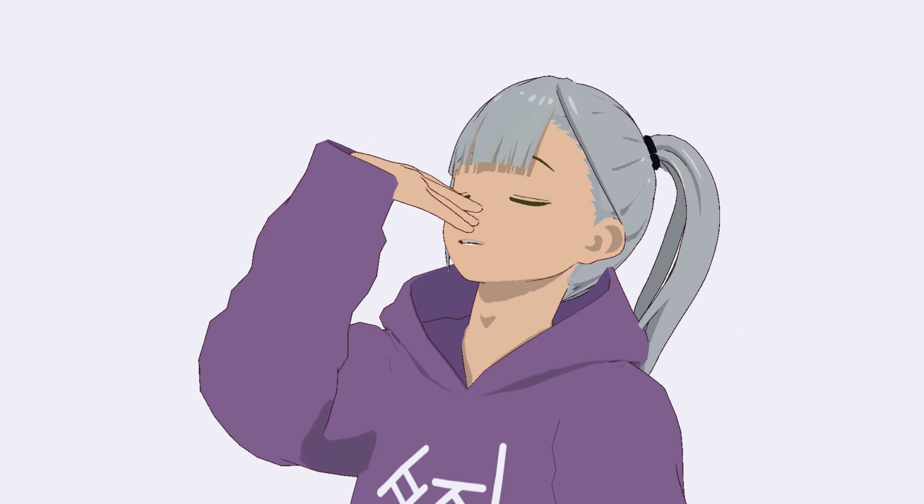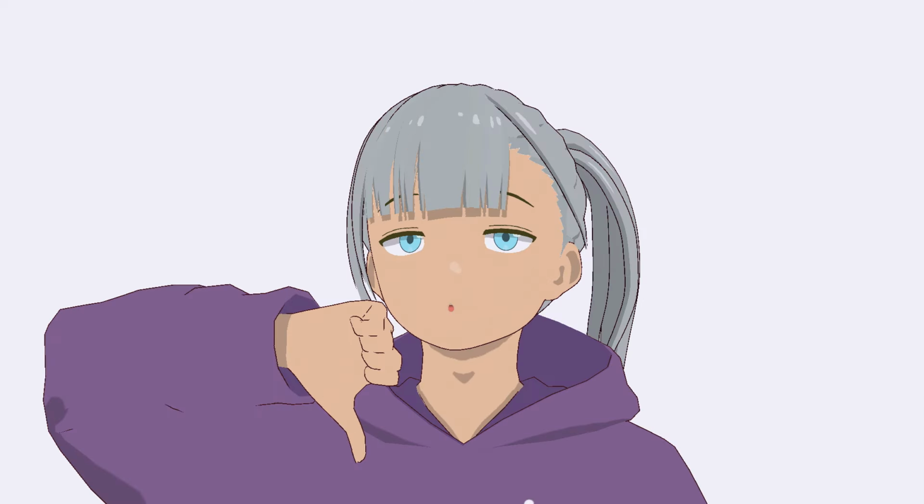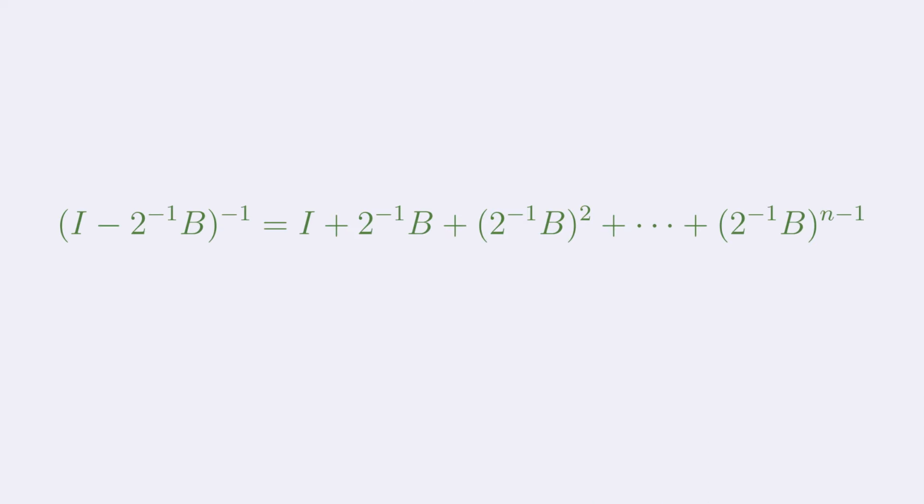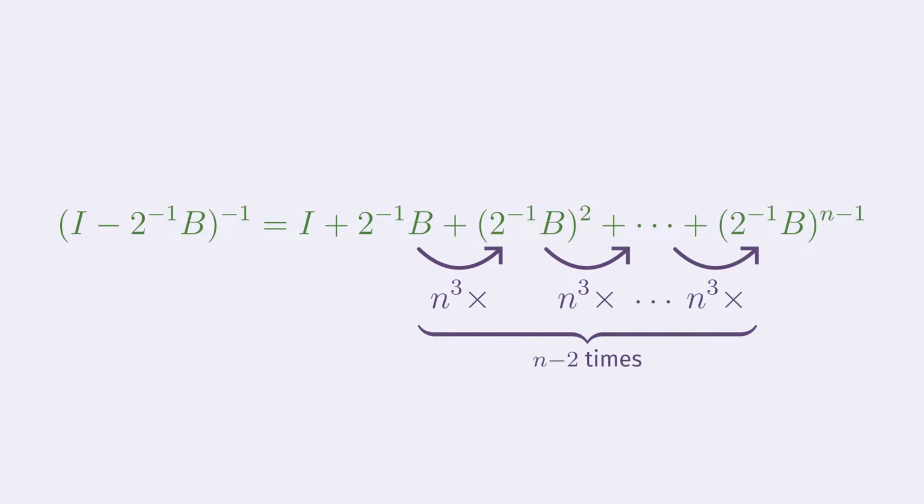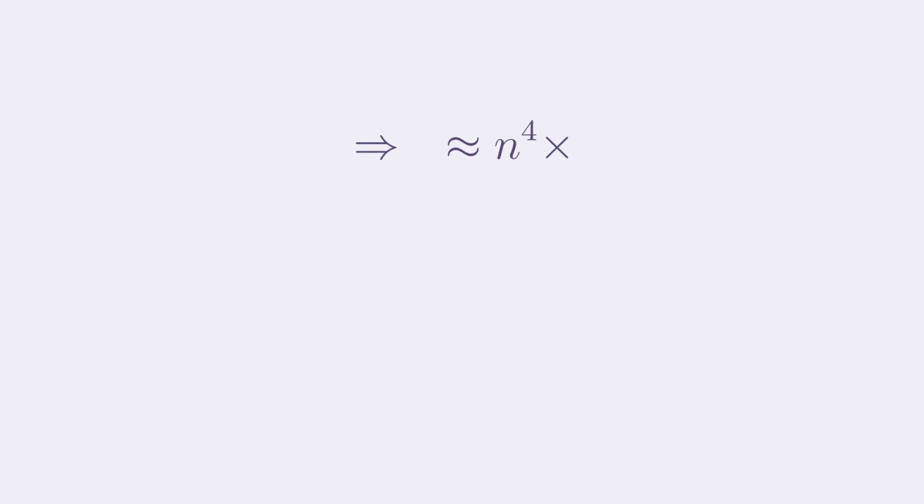Honestly, I was pretty happy with myself when I came up with this formula, but as we've seen, it's absolute dog water. The reason is that multiplying two n by n matrices together takes n cubed multiplications, and we're doing n minus 2 of these matrix multiplications to get the n minus 1 powers of 2 inverse b. This means that the algorithm requires around n to the 4th multiplications. With n equals 1515, that is around 5 trillion multiplications.